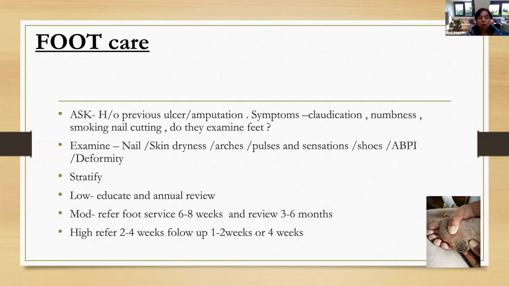Beyond the claudication pain, have they got numbness? Who cuts the nails and how do they cut them? Do they examine their feet? These are the questions you're going to check when you're assessing the low risk.